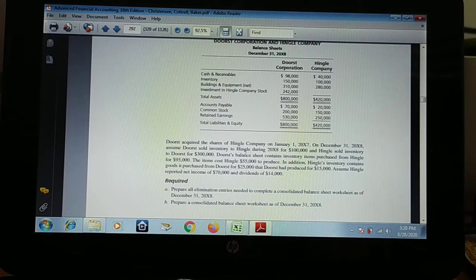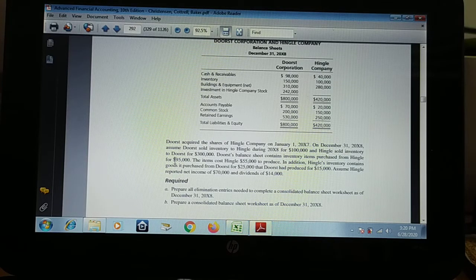On December 31st 2008, assume Doors sold inventory to Hingle during 2008 for $100,000, and Hingle sold inventory to Doors for $300,000. So Doors' balance sheet contains inventory purchased from Hingle for $95,000. The items cost Hingle $55,000 to produce. In addition, Hingle's inventory contains goods it purchased from Doors for $25,000 that Doors had produced for $15,000. Assume Hingle reported net income of $70,000 and dividends of $14,000.